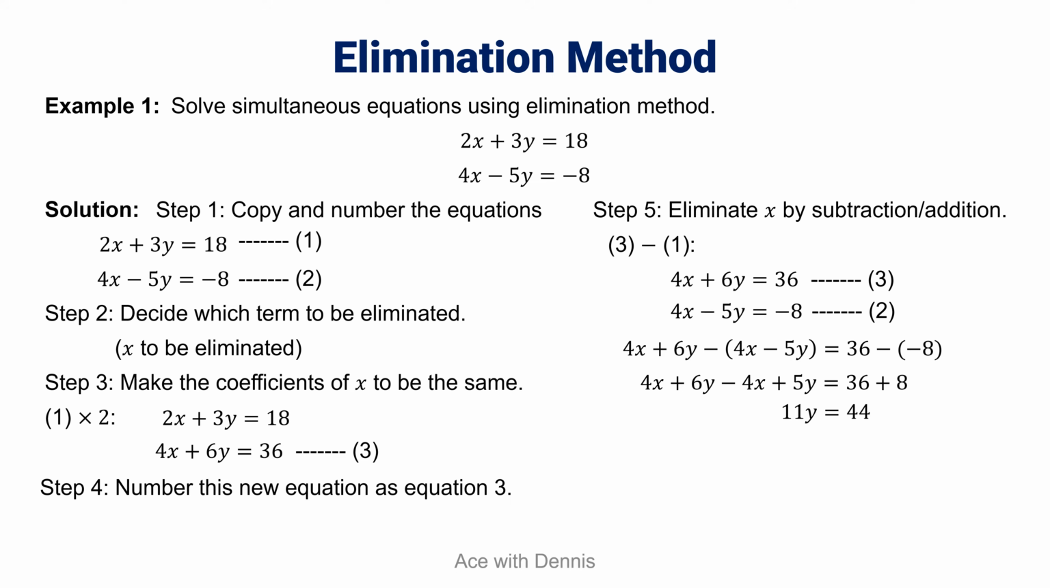As you can see, 4x minus 4x will cancel out, eliminating the x. Only for the y, 6y plus 5y, I get 11y. 36 plus 8, I get 44. Hence, y will be 4. Once I get the value of y, I just need to substitute this value into any of the equations. Let's choose equation number 1, because the values are smaller, so I can calculate more easily. So 2x plus 3 times 4 equals 18. 2x is 6, hence x is 3. Therefore, the solution is x equals 3 and y equals 4.